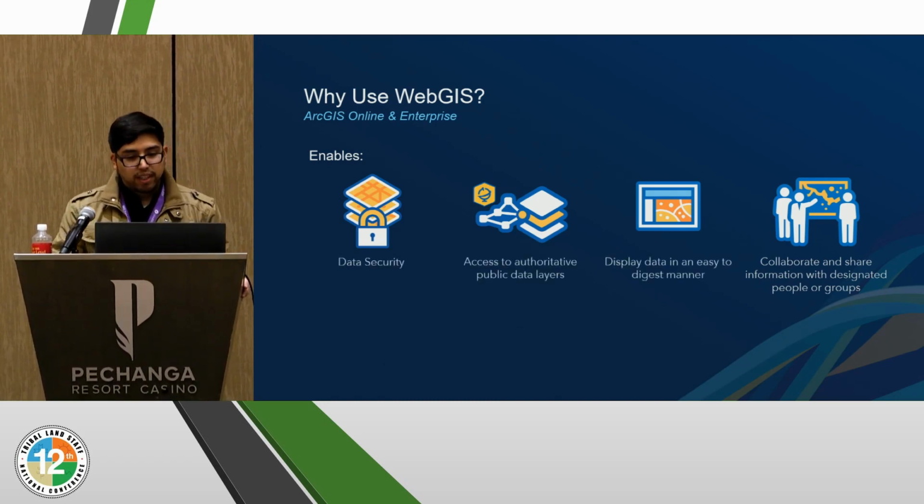So WebGIS provides security. It's easy to access authoritative data layers, enables you to display important information in an easy to understand manner, and allows you to share the data with who you want to share it with. It also lets you restrict the level of access based on the users and based on their needs. Not everyone needs all that information. Someone just might need to know where that address is.